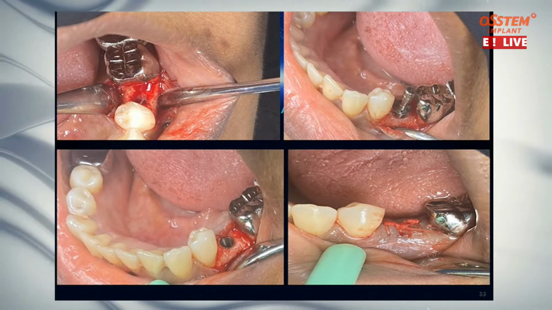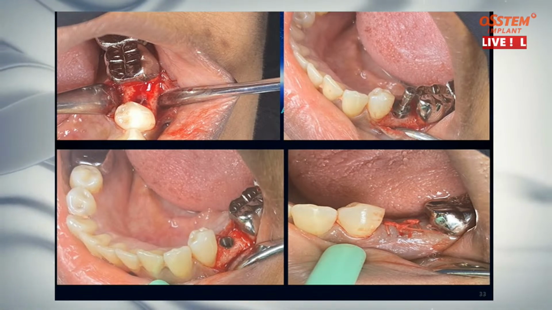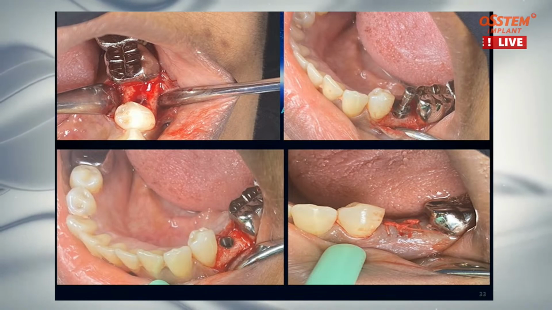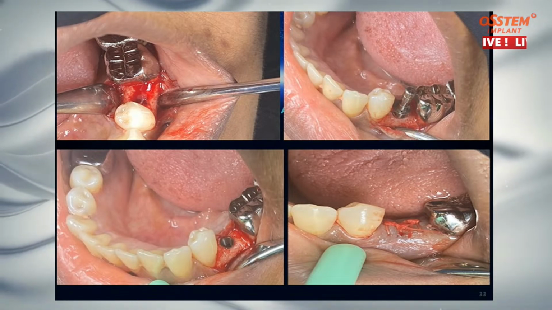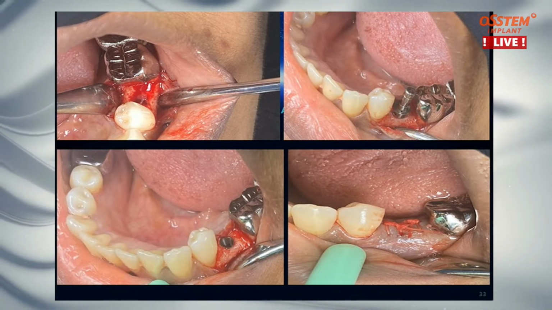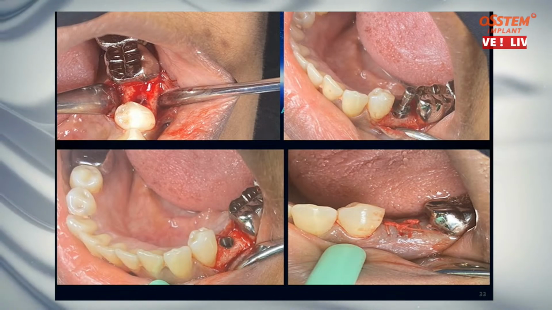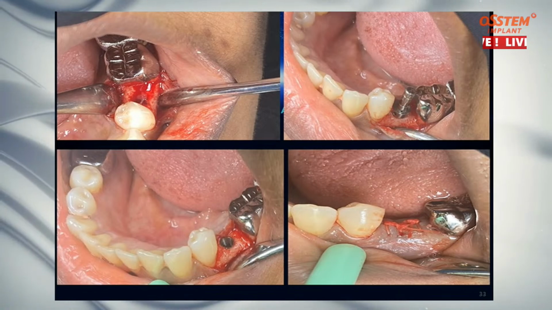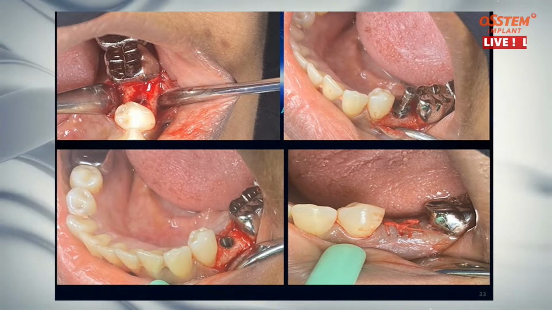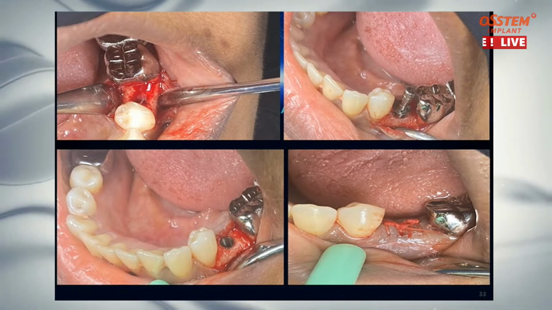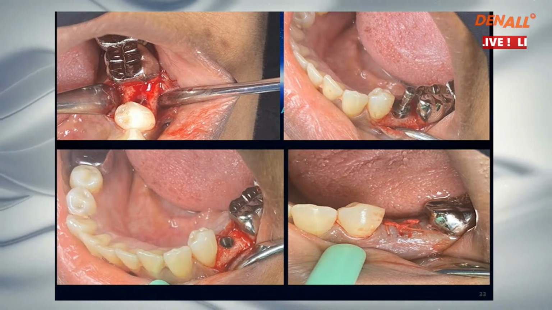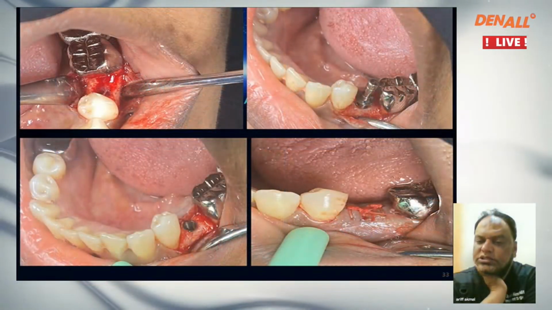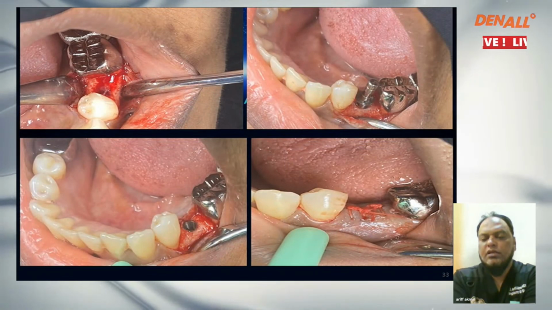Don't take a case where the ridge is thin, there is hardly any bone, the sinus is very close, the inferior nerve is very close. Don't jump into doing complex cases. Take the help of the mentors. Take the help of the senior doctors who can help you out in managing those cases. But as a beginner, start doing the simplest of the cases.